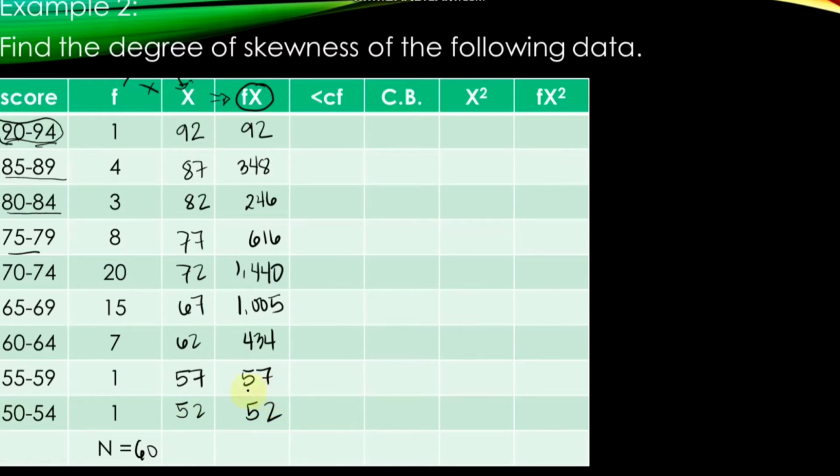Then we will find the summation of fx. When we add all of these, the total is 4,290. You can use your calculator. Then we will find first the value of the mean.